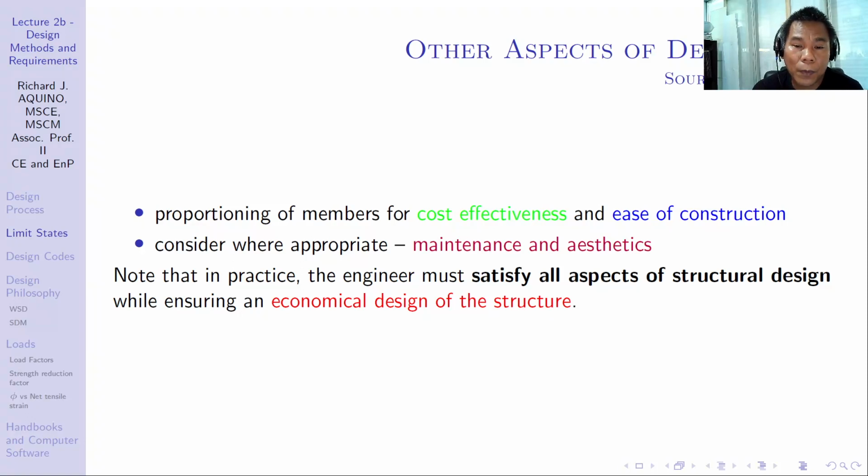Also consider, where appropriate, maintenance and aesthetics. Normally we forget the maintenance because after the construction there will be the operation phase, and during the operation phase you need to include the maintenance aspect. And aside from that, the structure should be aesthetically pleasing. Do not design a structure which is not pleasing to the eyes, because it would be good for us if we have a structure with aesthetics. Note that in practice, the engineer must satisfy all aspects of structural design while ensuring an economical design of the structure.